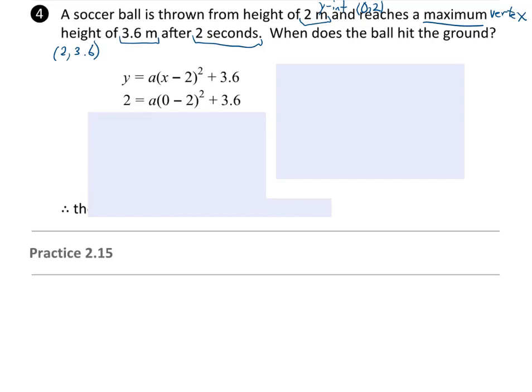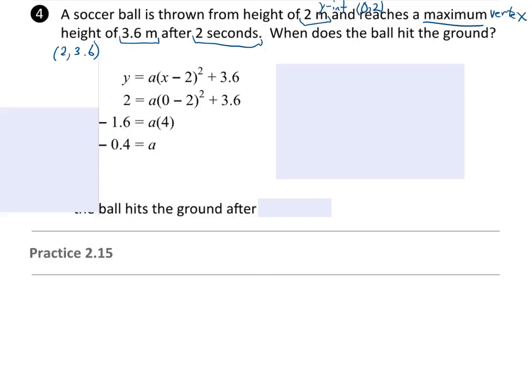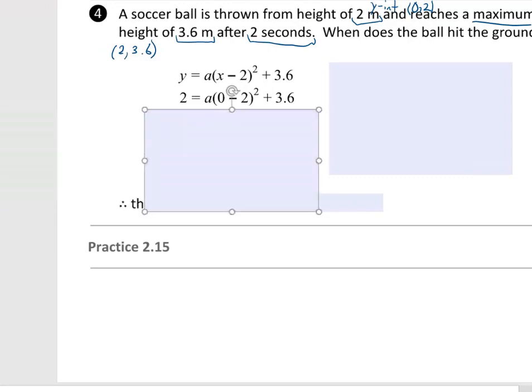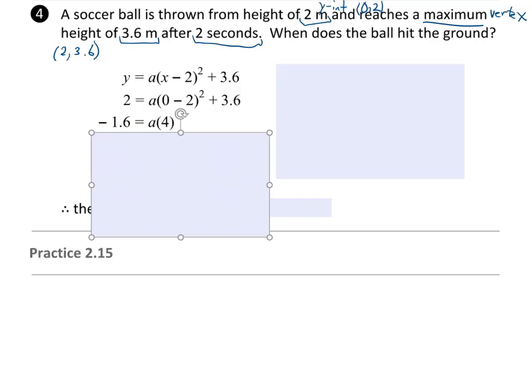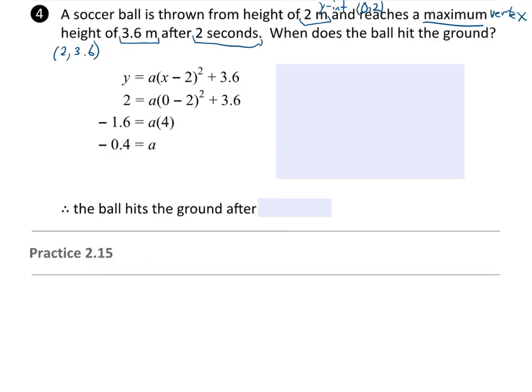So negative 2 squared, that's going to be 4a. Bring the 3.6 over. We'll get negative 1.6 on the left side. Perfect. Negative 1.6 is equal to 4a. Divide both sides by 4. You get negative 0.4 is equal to a. Now we have this a value. We have to work through this like we did 2 examples ago.